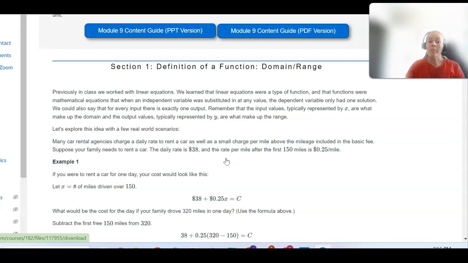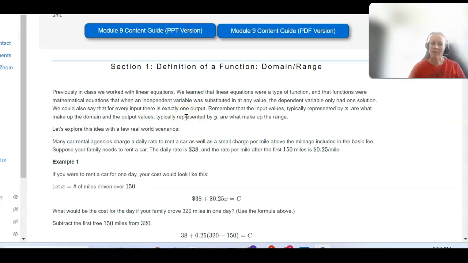So in class, we worked with many linear equations. We learned that these linear equations are just a type of function. Most equations are just kind of another word for function. You can think of them fairly synonymously. We're going to learn a little bit of the difference, but functions were mathematical equations that when an independent variable was substituted in at any value, the dependent variable only had one solution. So another way to say that is every input has one output.